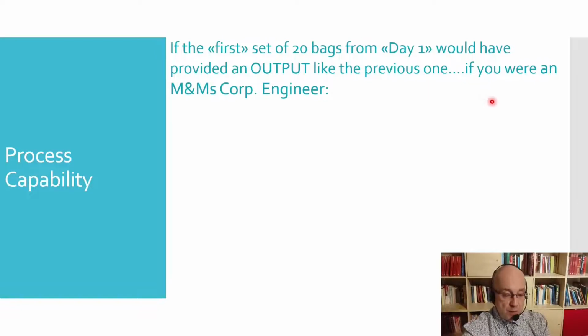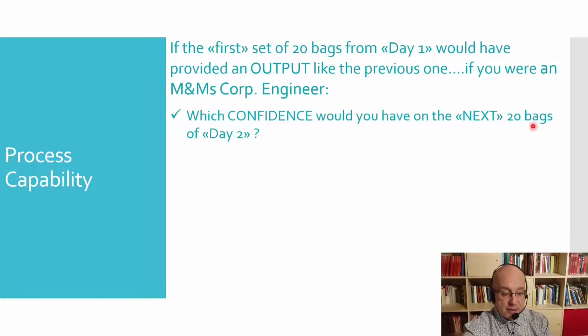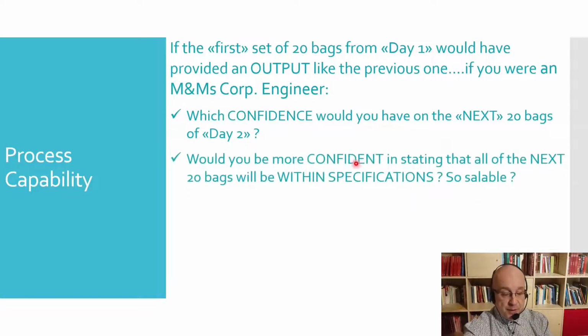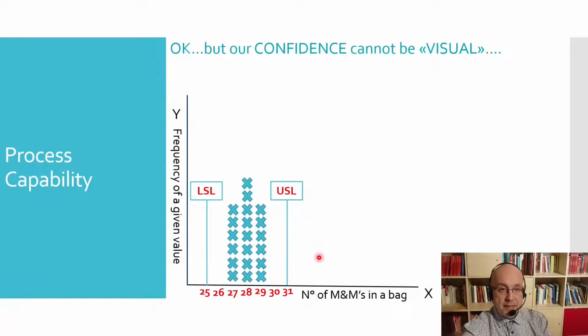If the first set of 20 bags from day 1 would have provided an output like the previous one, if you were an M&M's corporate engineer, which confidence would you have now on the next 20 bags of day 2? Probably a very good confidence that they will be within spec. Would you be more confident in stating that all of the next 20 bags will be within specification, so saleable? Oh, absolutely yes. But our confidence cannot be visual. We cannot think of plotting our 20 data from day 1, looking at the graph and saying, okay, I'm confident for the next 20 bags. I'm confident for the next production year at M&M's Corporation.